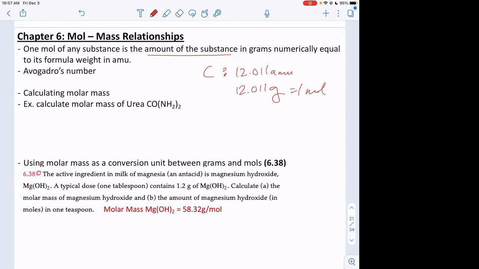Anybody remember Avogadro's number? Give it a shot. Somebody saying it? 6 point, okay, we're on the right track. There we go. Yes, it is. I know it is. It's not an equation, so no, you need to know that number. Yeah, memorize that. That's Avogadro's number.